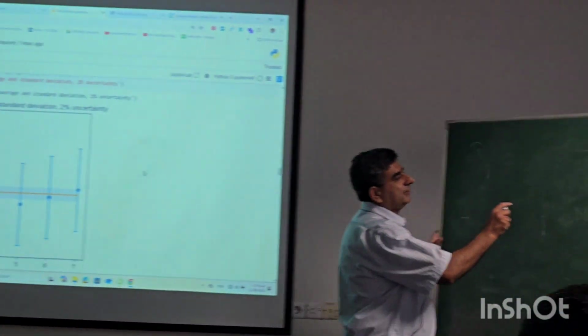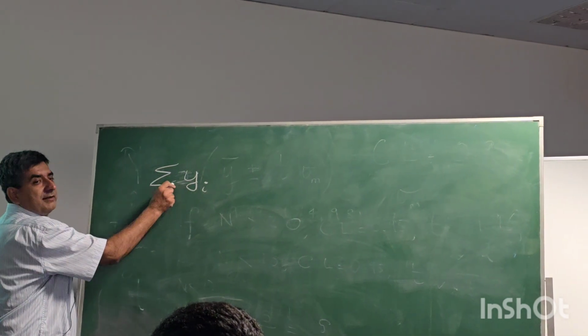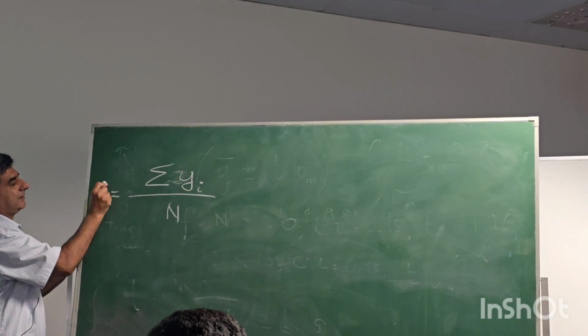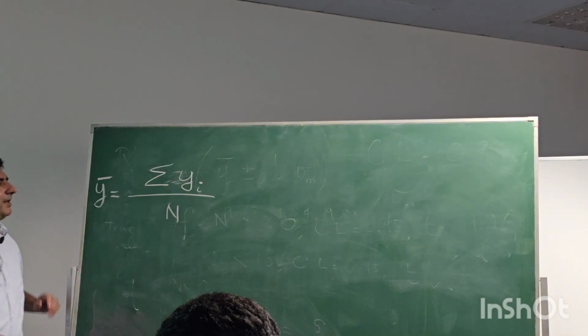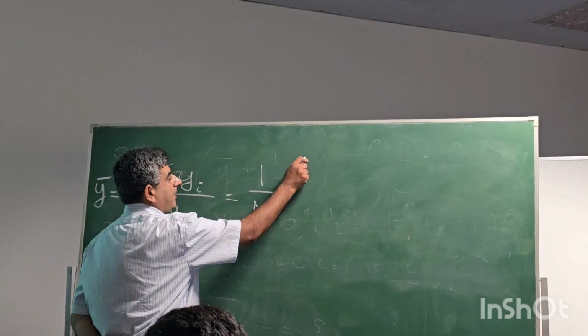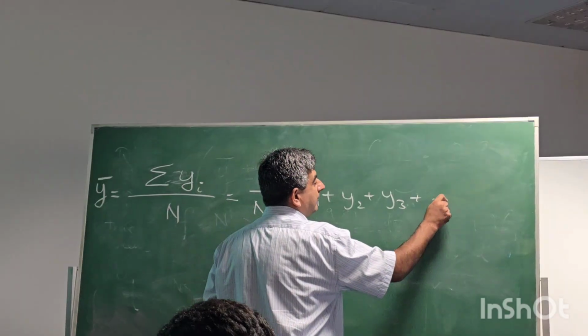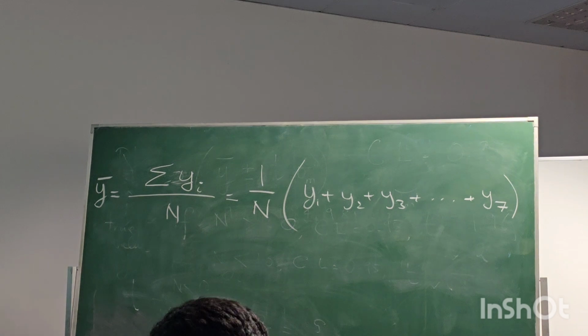How is the mean calculated? You take any value of y, sum of all the values of y and divide by n. Correct? So if I expand, this is y1 plus y2 plus y3 and so on, divided by 7. So this is the mean that you just calculated, and from this mean you calculate the standard deviation, you calculate the standard error in the mean. But this is type A. Standard deviation, standard error type A.